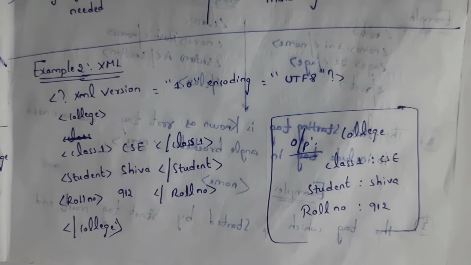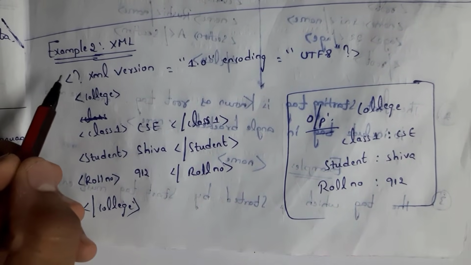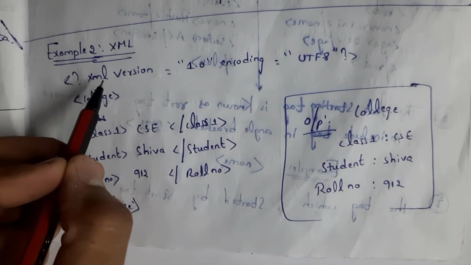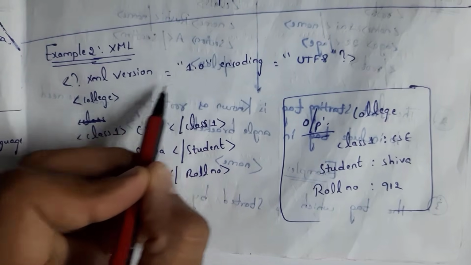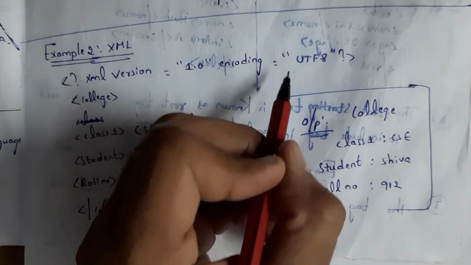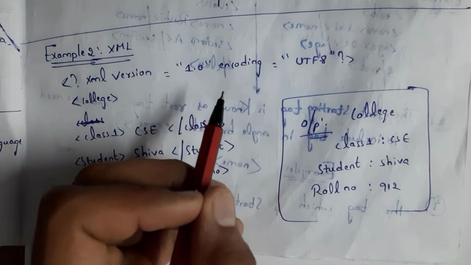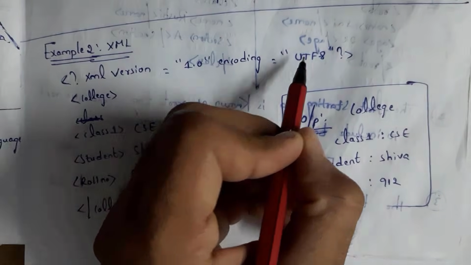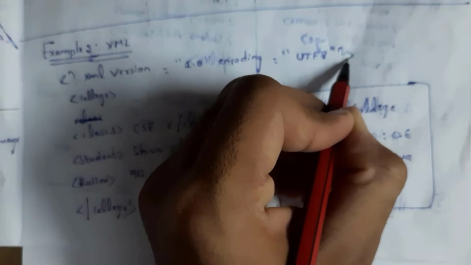Next I will explain a small program of XML. At first we need to write the XML version. So at first we need to write an open angle bracket and a question mark. The XML version is 1.0. This is the present version of XML which we are using. And the encoding is UTF-8. Encoding is used for protecting. In order to protect this content, we use encoding, and this encoding type is UTF-8. And after that you need to use a question mark and a close angle bracket.